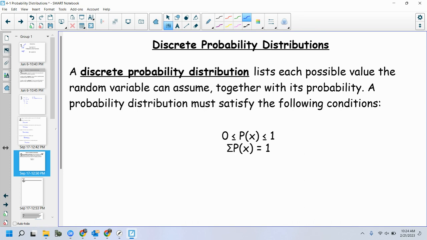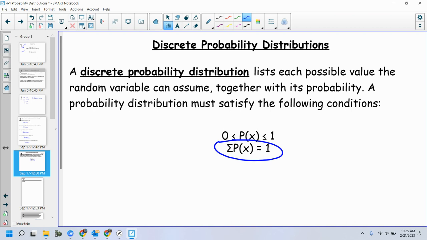Probabilities, we know from chapter 3, can only be between 0 and 1. It could be 0, it could be 1. You can't have a probability of 1.5. You can't have a negative probability. That doesn't make sense. And what does that sigma mean? Sum of. So the sum of all probabilities in our distribution should equal 1 in the end.